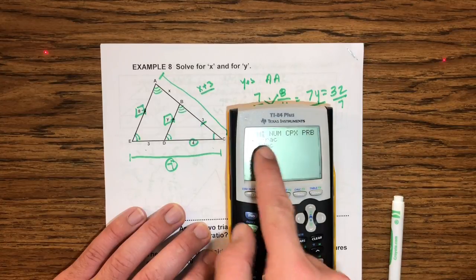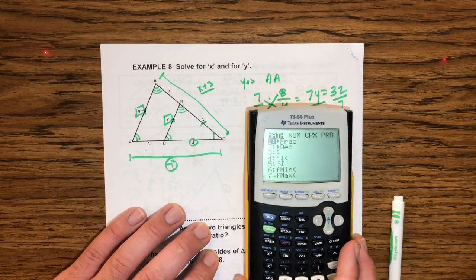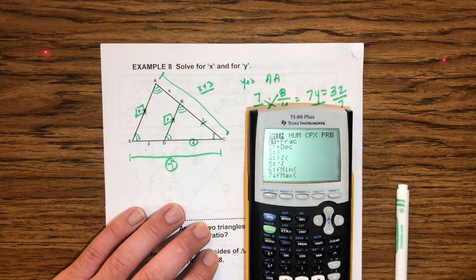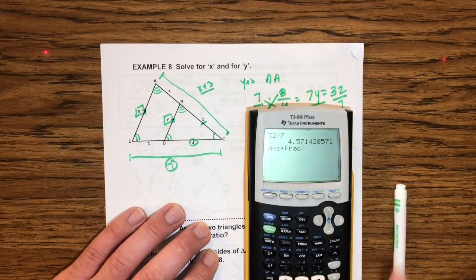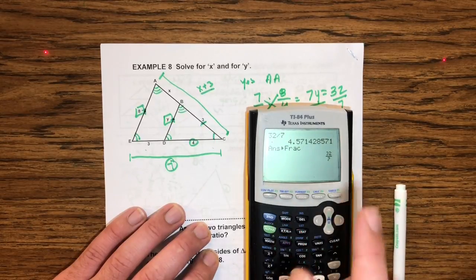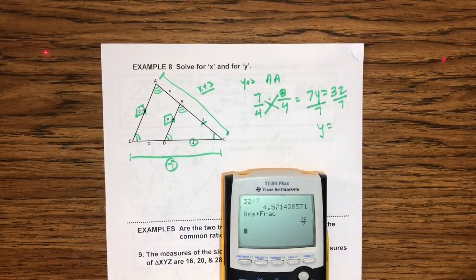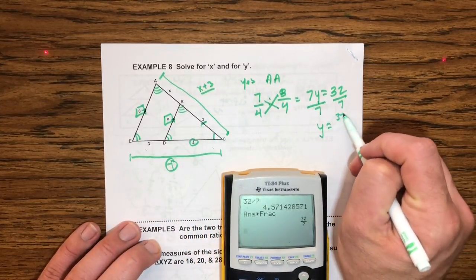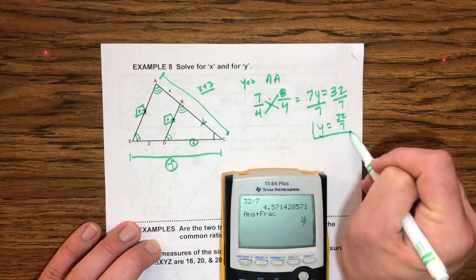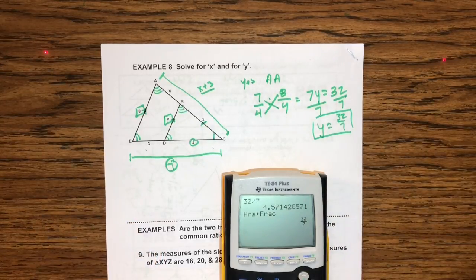Math, frac. Let's try to get that glare off there. Math, frac. Now it says answer, turn to fraction, enter, and we're just going to leave it as that. It's simplified, meaning that 32 over 7 never was going to simplify anyways. 32 over 7. And that's our answer there.